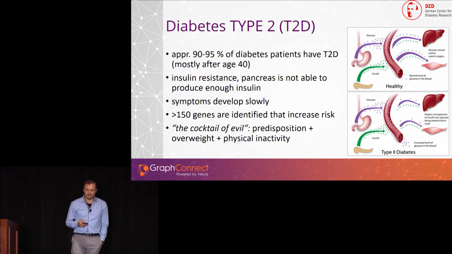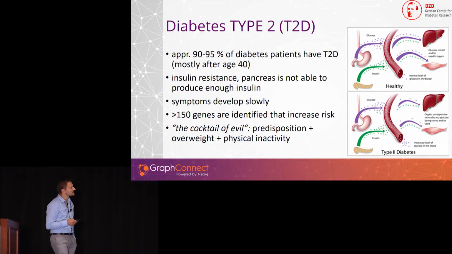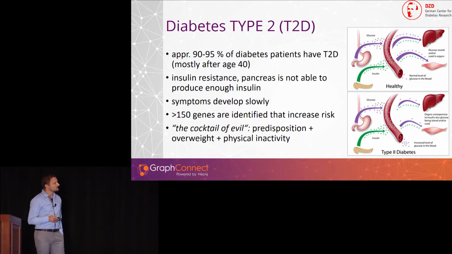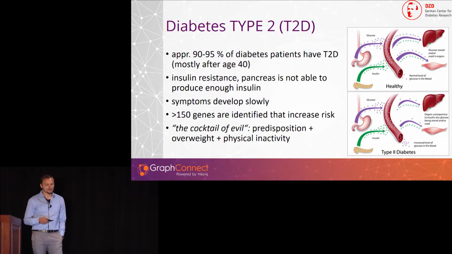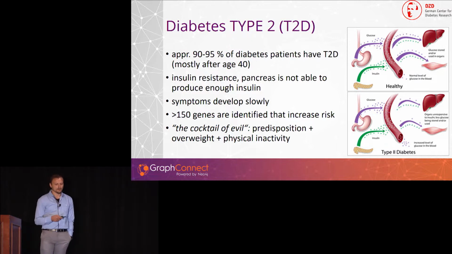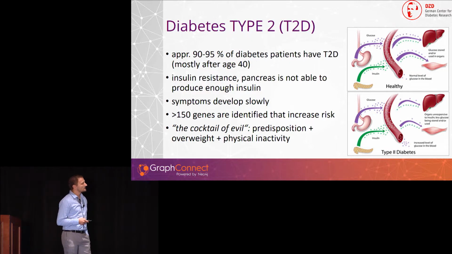On the other hand, type 2 diabetes is roughly 90% to 95% of patients, depending on the country. There is a slightly different picture. The cells are producing insulin, but there's an insulin resistance. So the production is still going on, but the body doesn't react to it. Normally, people don't realize that they suffer from diabetes. More than 150 genes are involved in this process, which increase the risk of getting diabetes. And as I term it, the cocktail of evil is that you have a genetic predisposition, overweight, and physical inactivity.